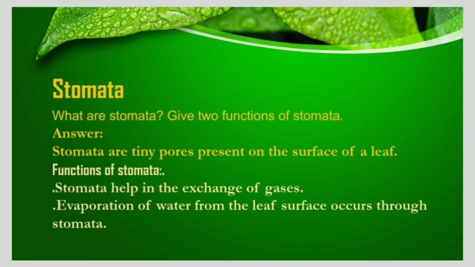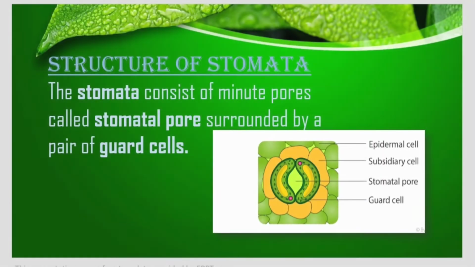Stomata. What are stomata? Give two functions of stomata. Stomata are tiny pores present on the surface of a leaf. Functions of stomata. Stomata help in the exchange of gases. Evaporation of water from the leaf surface occurs through stomata.